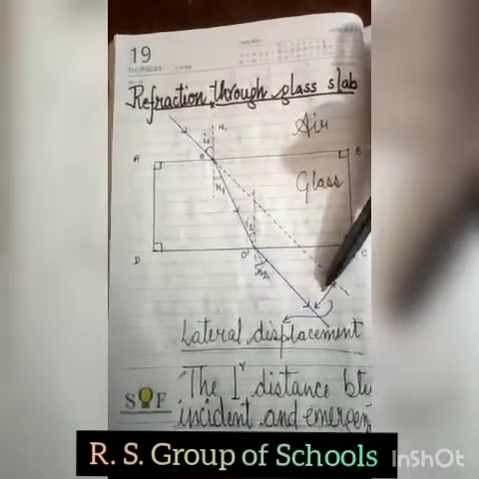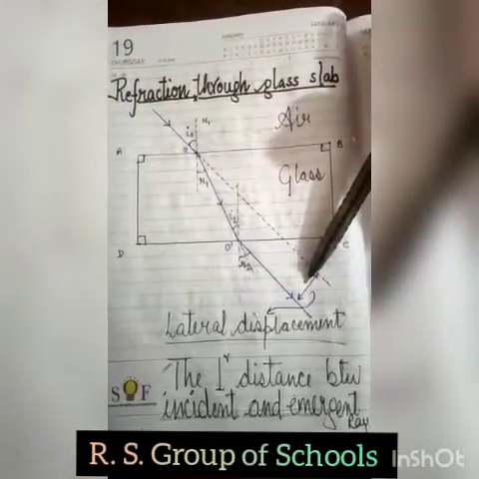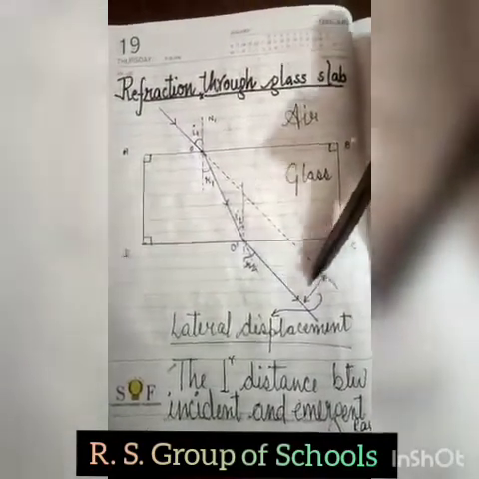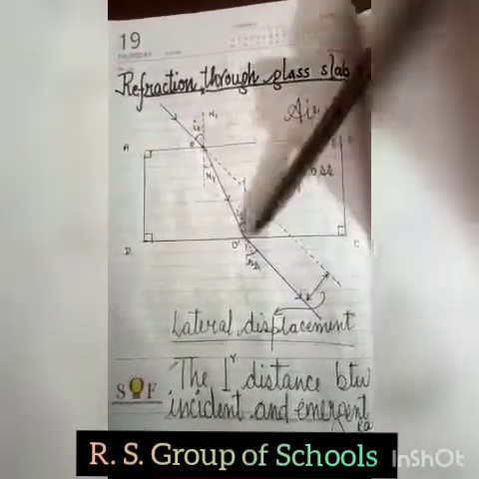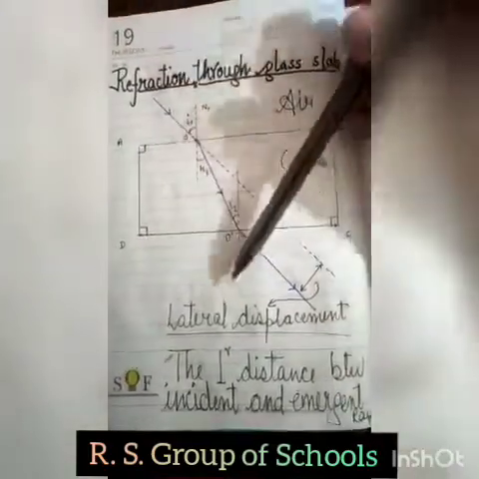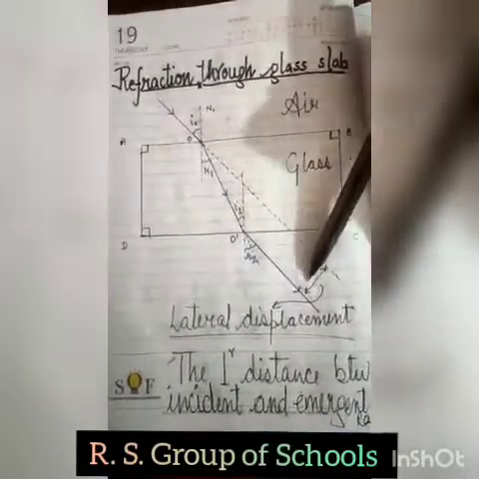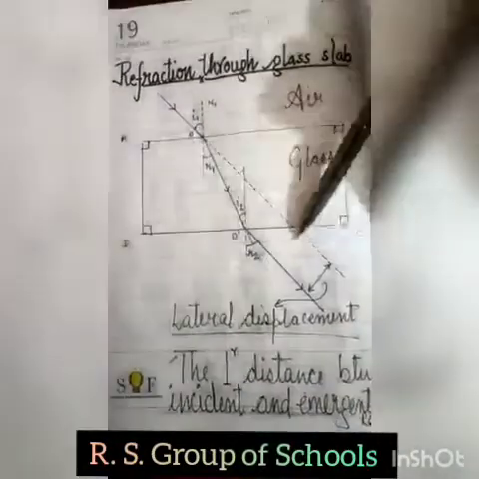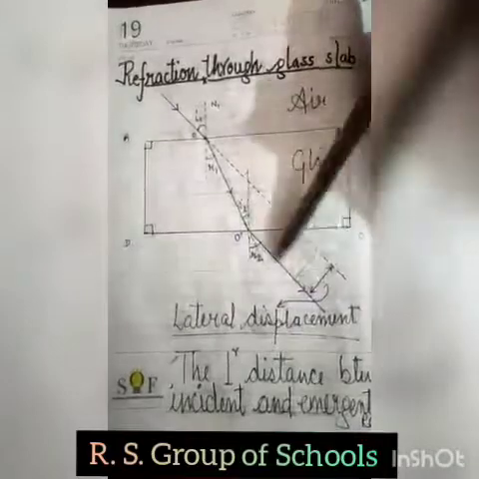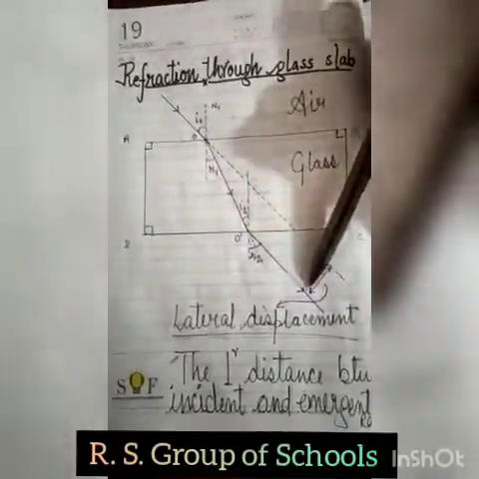If we are asked to write a definition of lateral displacement, it is very simple. It is the perpendicular distance between incident ray and the emergent ray. It is simply a perpendicular distance between incident ray and emergent ray. This is lateral displacement.